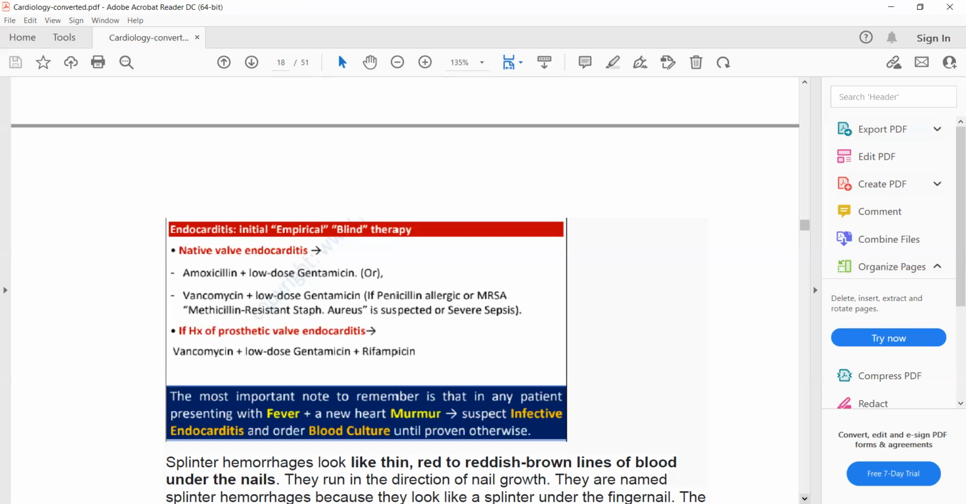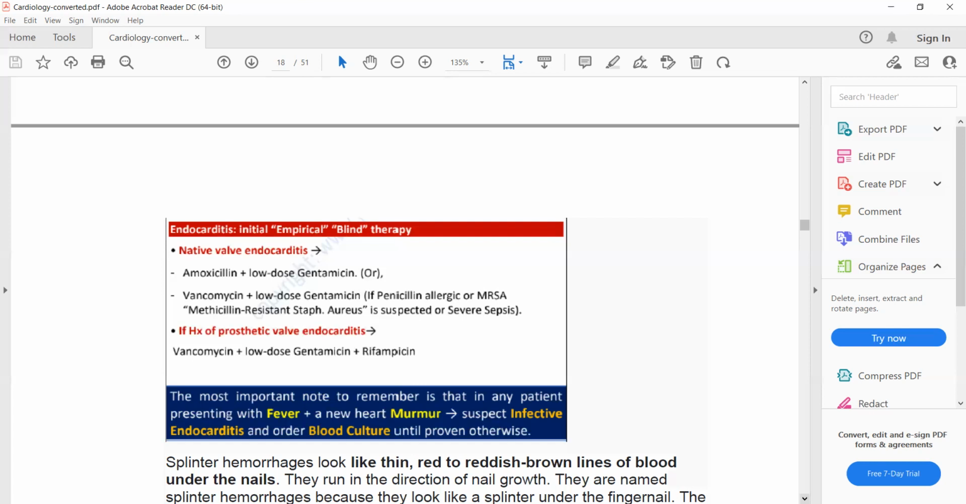If methicillin resistant staphylococcus aureus is suspected, then vancomycin will be used along with low dose gentamicin. And the third indication for the use of vancomycin is severe sepsis. So in these three conditions, we'll use vancomycin along with low dose gentamicin. Otherwise, we'll use amoxicillin.